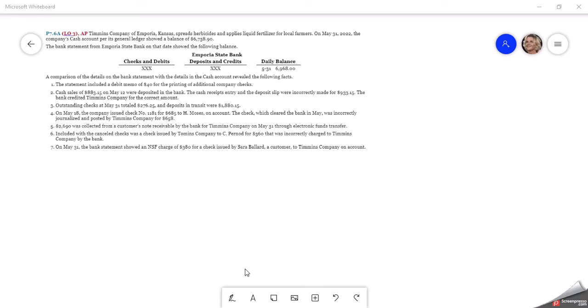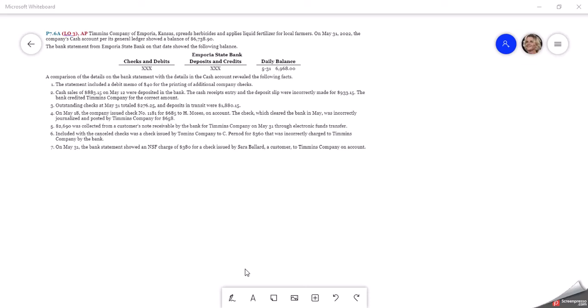Okay, this is going to be a walkthrough of how to look at a bank statement and then prepare a reconciliation. So if we look at what they give us above, they tell us that this company on May 31st, 2022, the cash account per the general ledger shows $6,738.90. The bank statement shows the balance is $6,968. A comparison of the details of the bank statement show us the following.